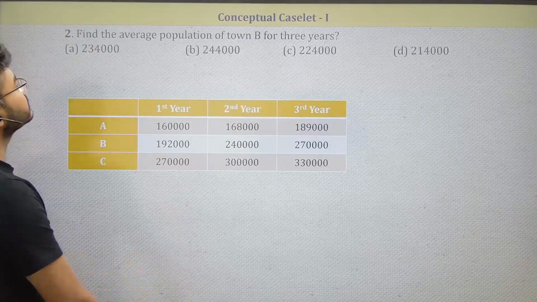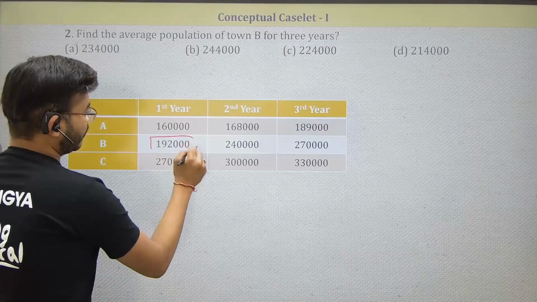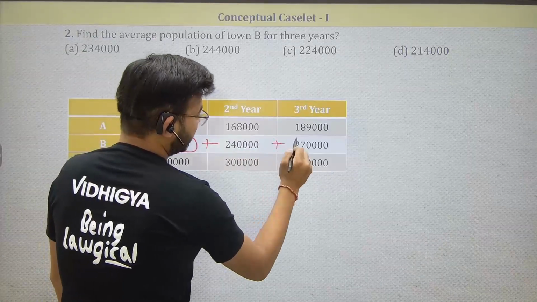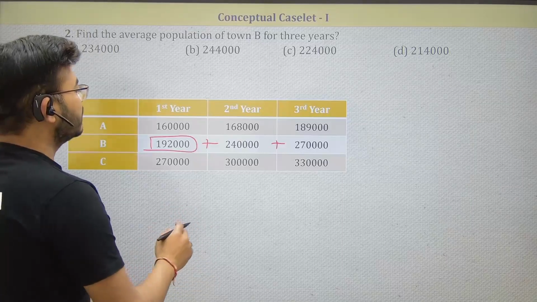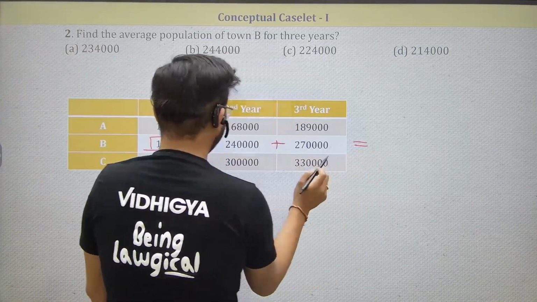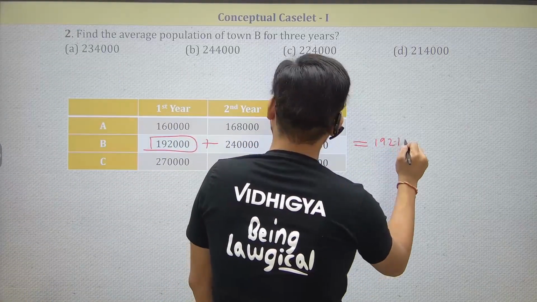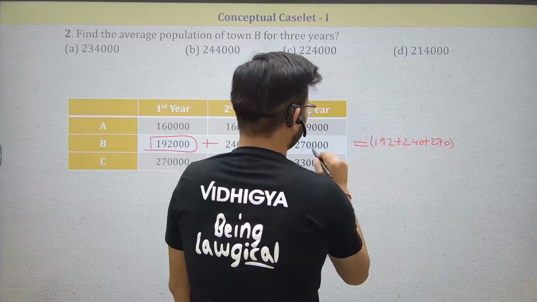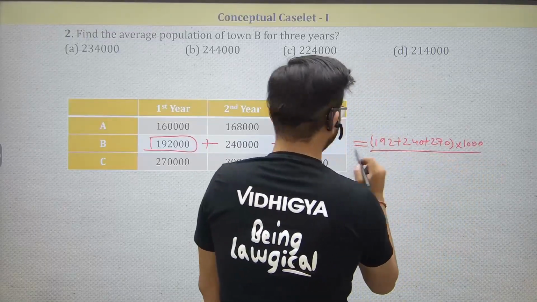Next. Average population of town B for 3 years. We need to find the average population of town B. That is, add all these three terms and divide by 3. So 192 plus 240 plus 270. You just need to add all these terms, because we have taken 1000 common in all of them, into 1000, divide by 3.